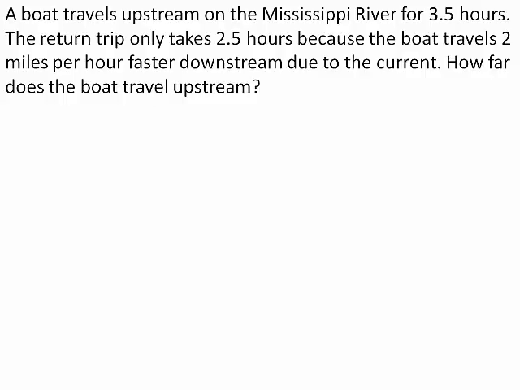A boat travels upstream on the Mississippi River for 3 5/10 hours. The return trip only takes 2 5/10 hours because the boat travels 2 miles per hour faster downstream due to the current. How far does the boat travel upstream?